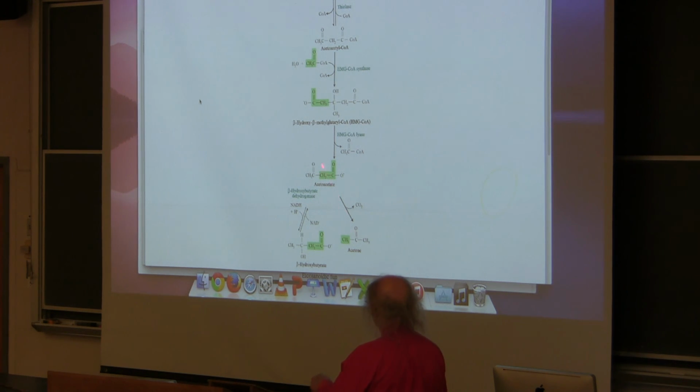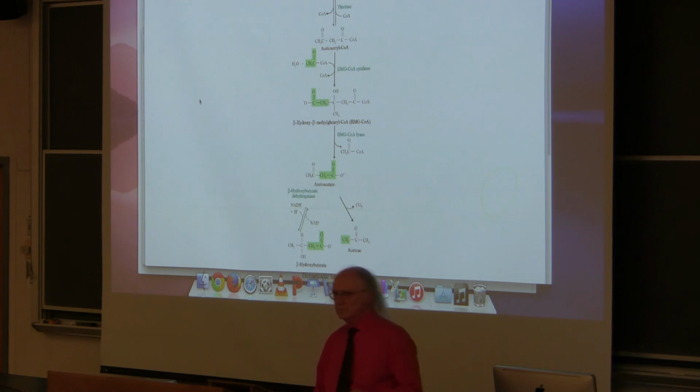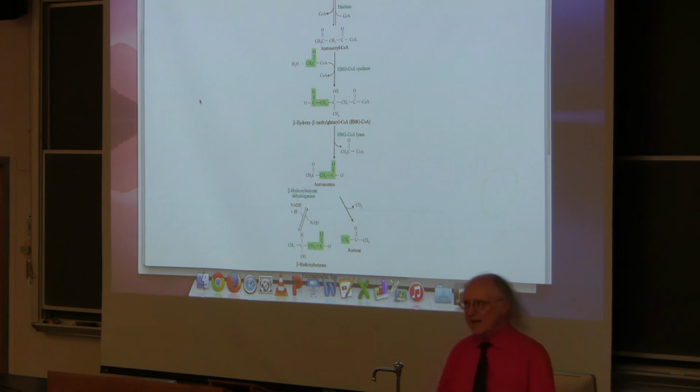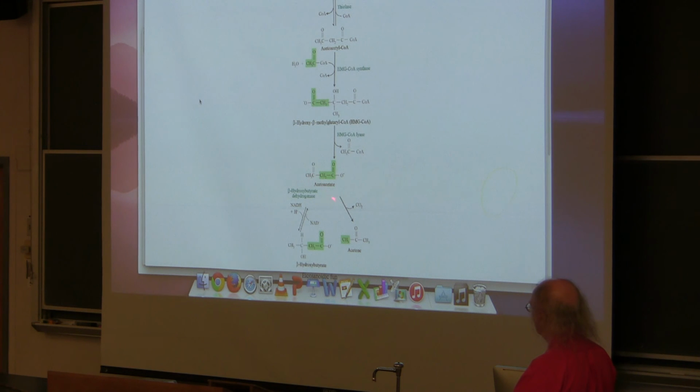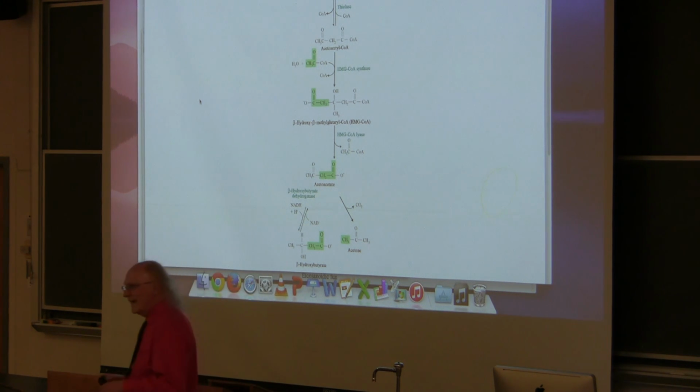What about this thing over here? Well, acetoacetate itself is chemically unstable, and it will spontaneously decarboxylate, losing a carbon dioxide. And when it does that, it creates acetone. Acetone is an organic solvent. You can smell it in fingernail polish remover. You probably know what that smells like. And you can actually smell acetone on the breath of a person who's making ketone bodies.